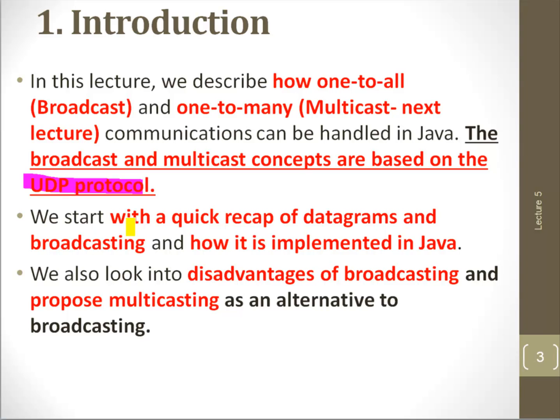Now, we are going to have a very quick recap on datagrams. That means what a datagram is, the basic things, then how it is implemented in Java. That means how the broadcasting concept will be implemented in Java, we are going to discuss. Then we will discuss the disadvantages of broadcasting, and also multicasting. Instead of broadcasting, multicasting is now proposed. In IPv6, multicasting is going to play a major role, so we will discuss multicasting also in a few slides. So this is a small introduction.